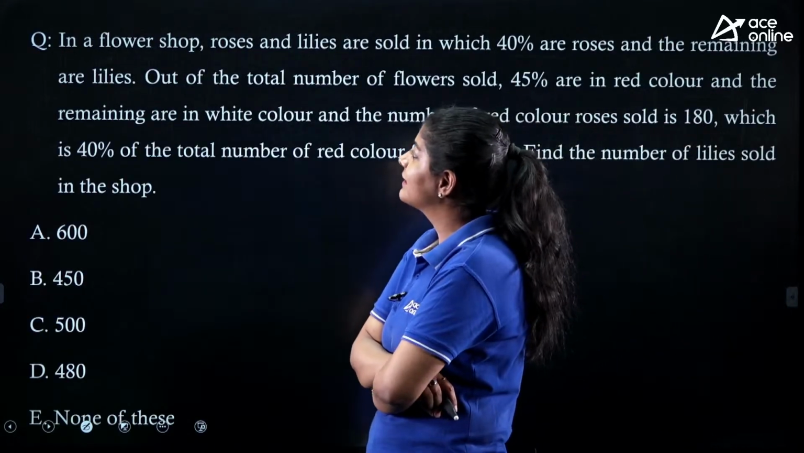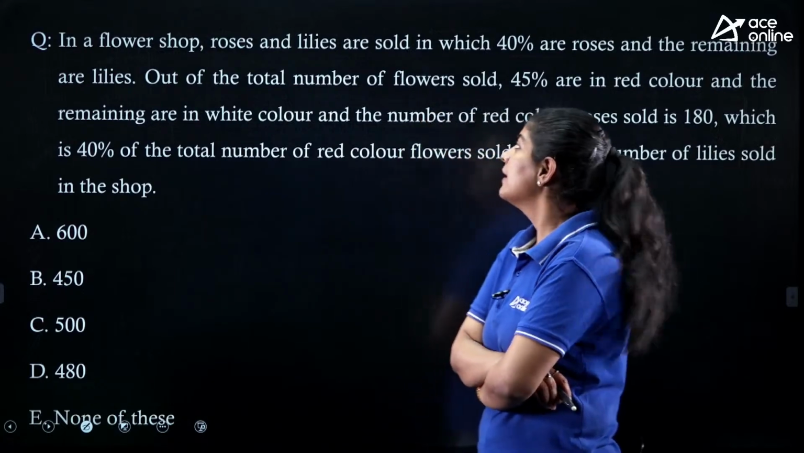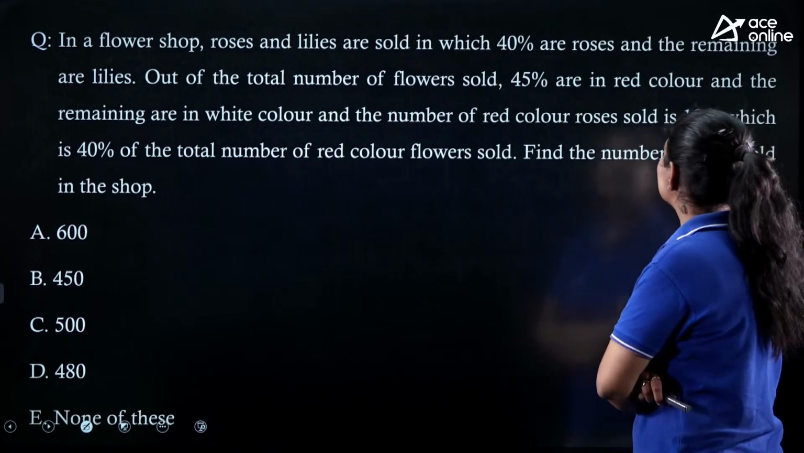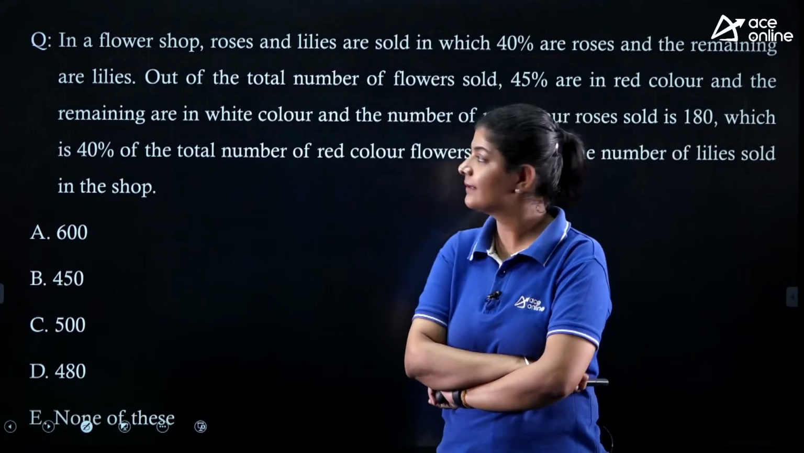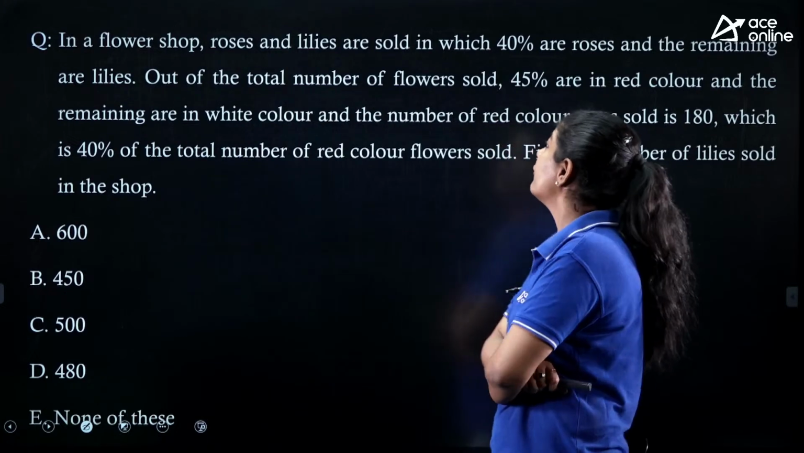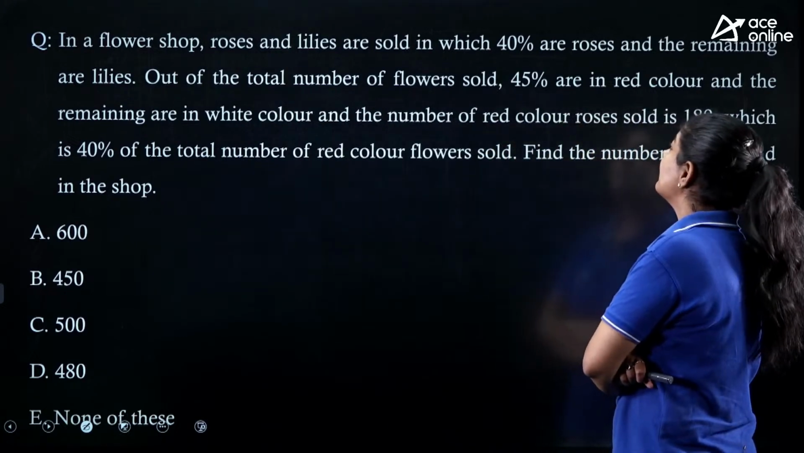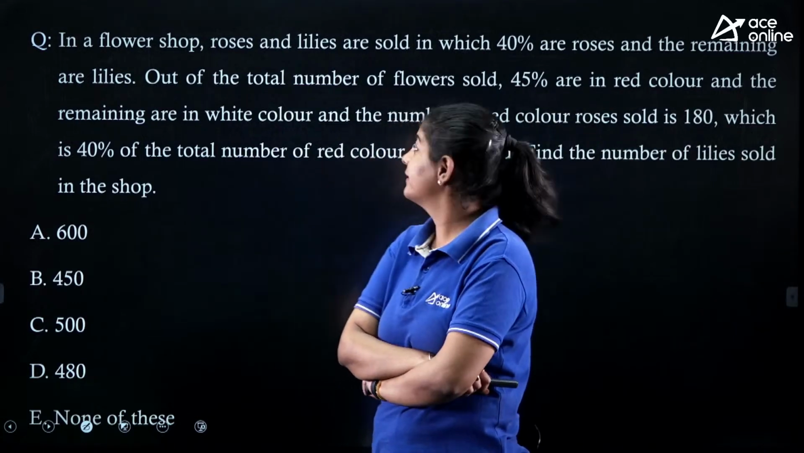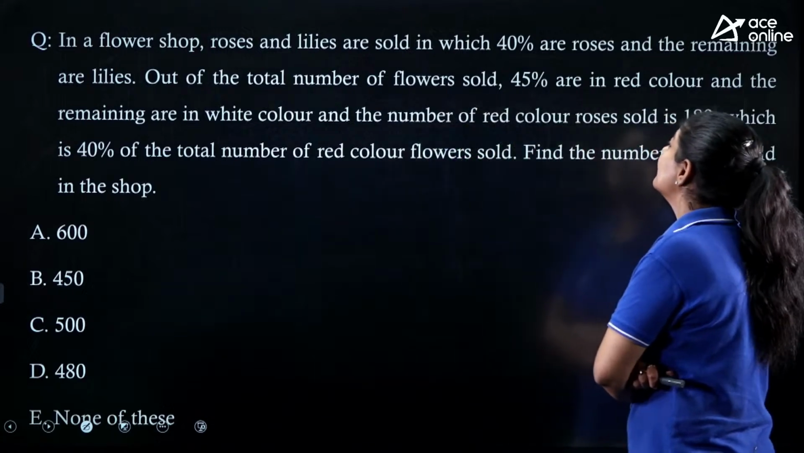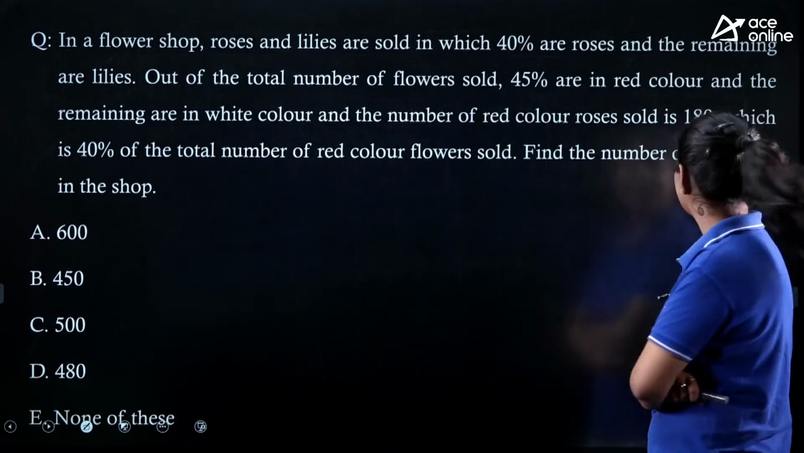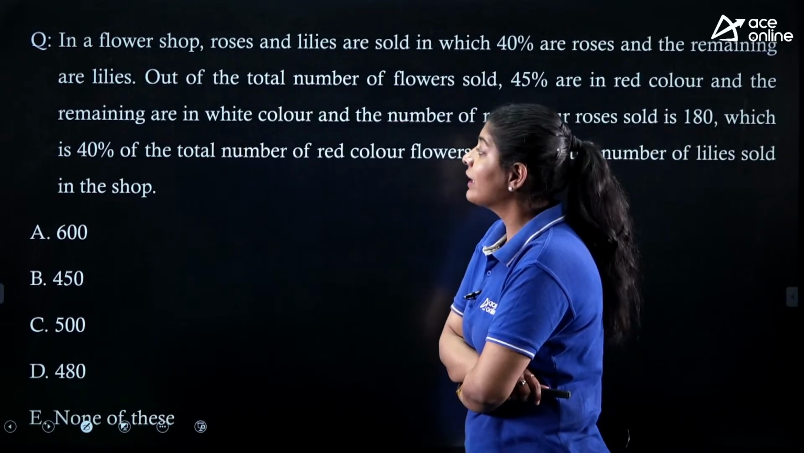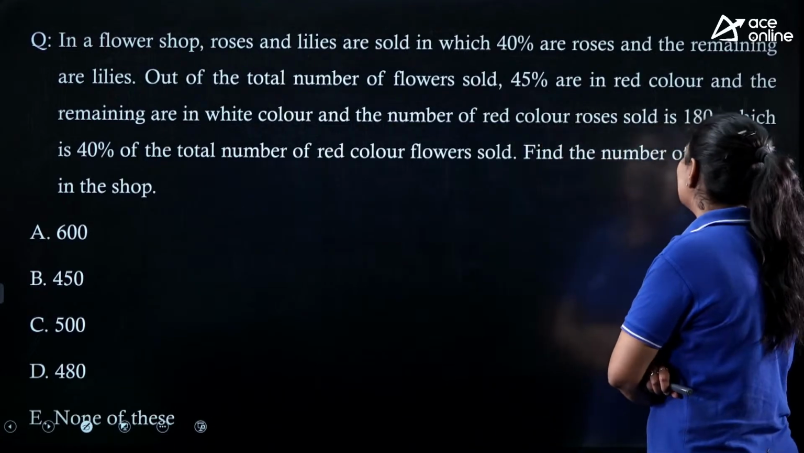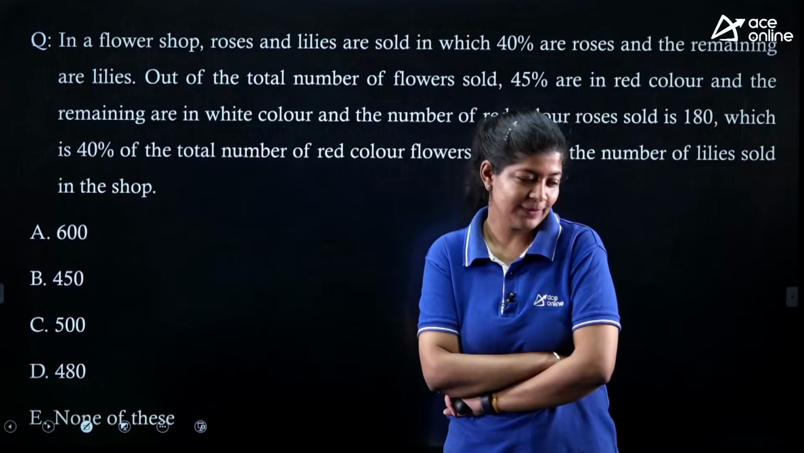The next question says that in a flower shop, roses and lilies are sold, in which 40% are roses and the remaining are the lilies. Out of the total number of flowers sold, 45% are in red color and the remaining are in white color. And the number of red color roses sold is 180, which is 40% of the total number of red color flowers sold. Find the number of lilies sold in the shop. Again, it's an easy one.